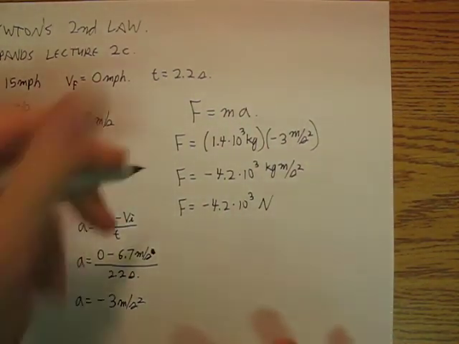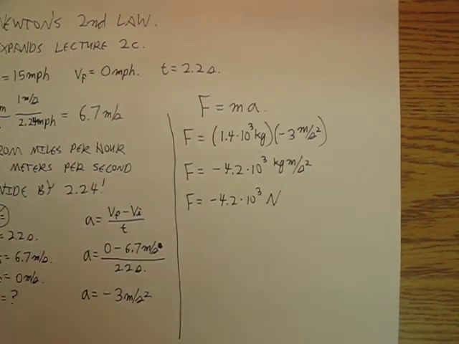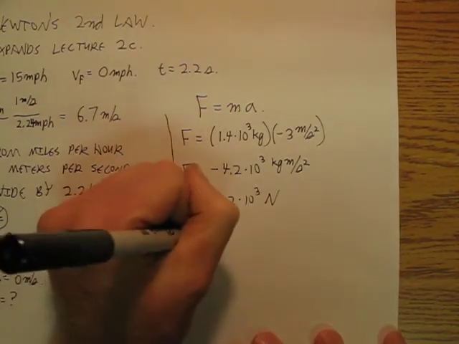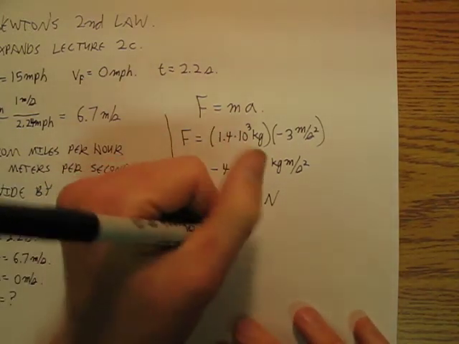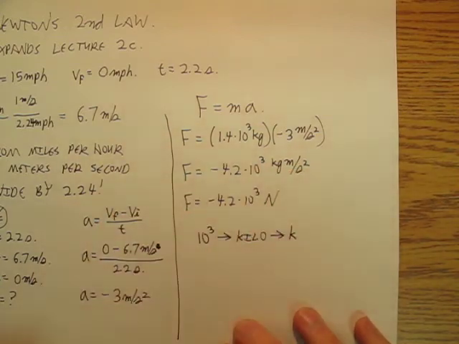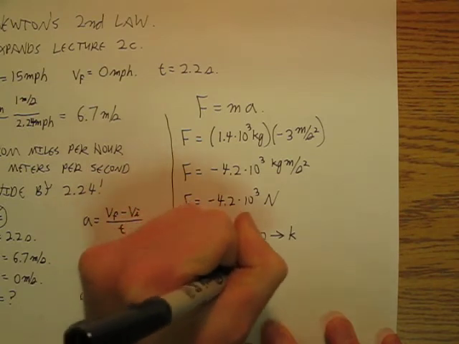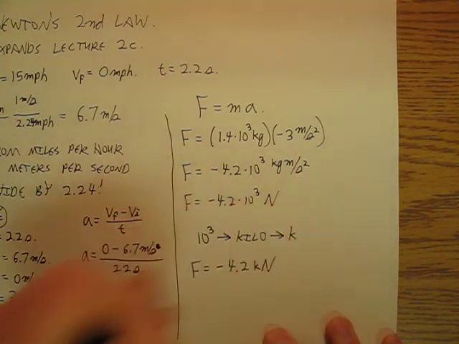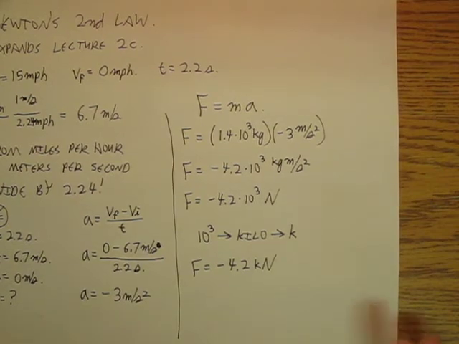Now, if I really want to get fancy about it, I can use one of my little SI prefixes, just trying to tie things in from previous chapters. You should know 10 to the third. Figure out what that SI prefix is right now. Hit pause, go find it. That is 10 to the third. We can simplify that down as kilo, and we can put it as a little k. So I can say that my force is negative 4.2 kilonewtons. So the force required to stop my car is negative 4.2 kilonewtons.